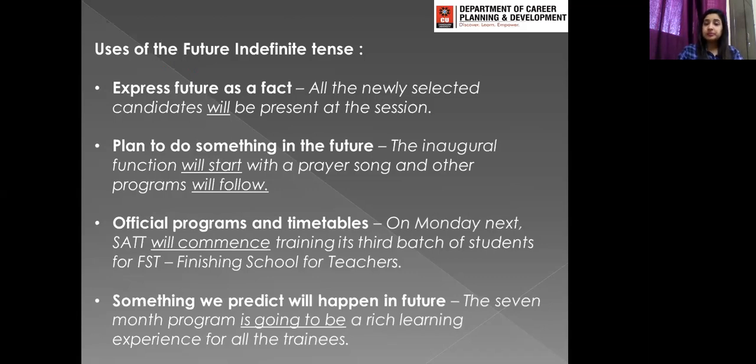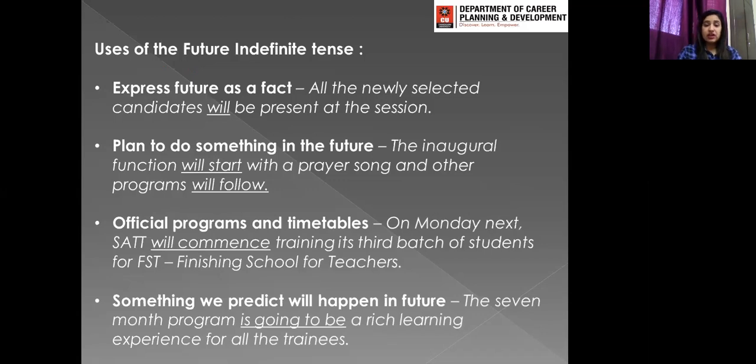Whether it is going to happen tomorrow or the day after tomorrow or somewhere in the future, it is a fact that all the new candidates, whether one in number or two, are going to be present in the session. So this is about telling a fact. Another use is that you have planned something for the future.